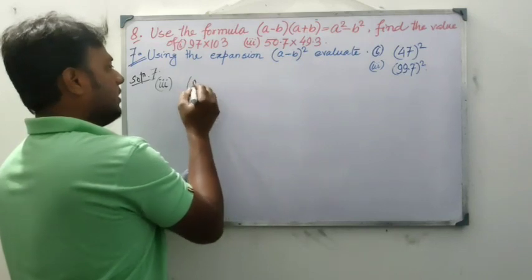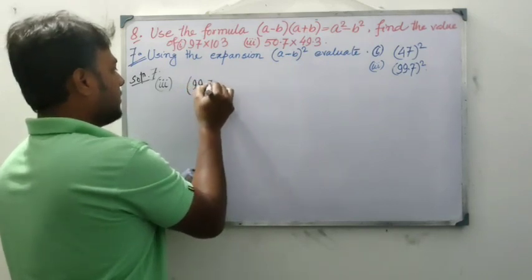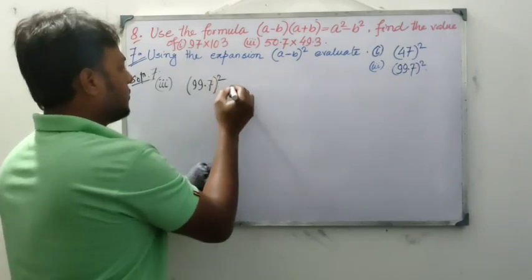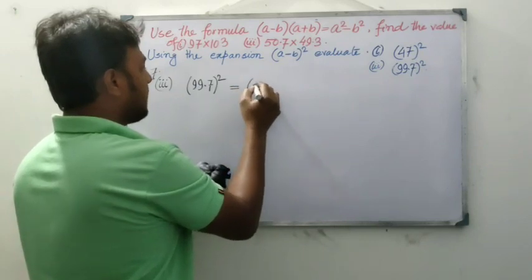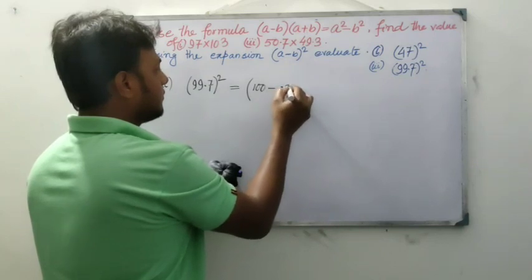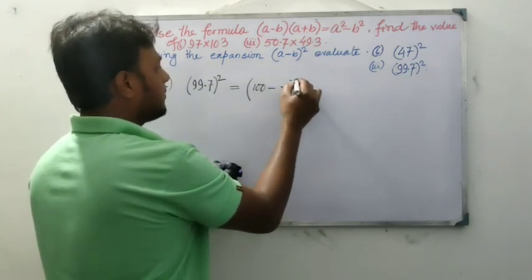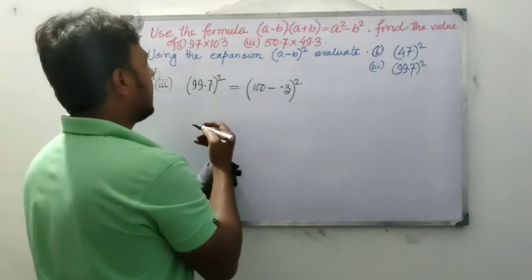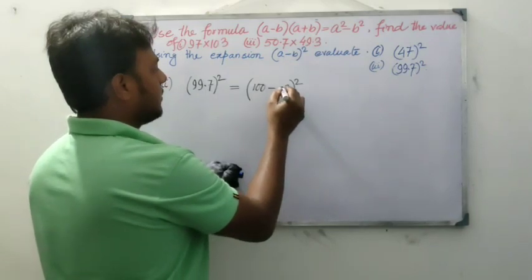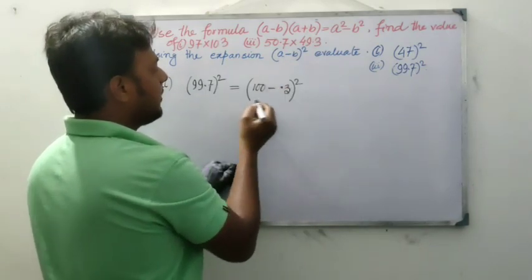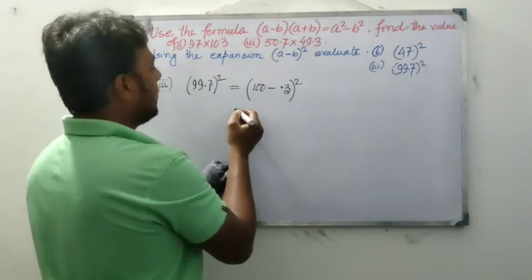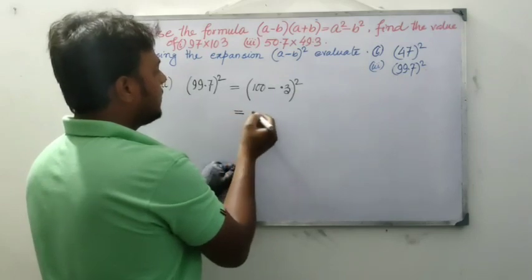Here, 99.7 square. It will be better if we use 100 minus 0.3. See, 100 minus 0.3 means 99.7 itself. Now we have broken it into two parts. Now use the identity for (a minus b) whole square.